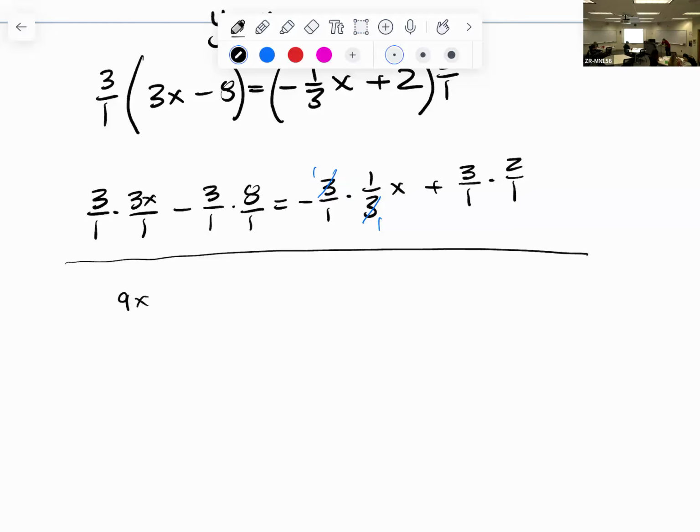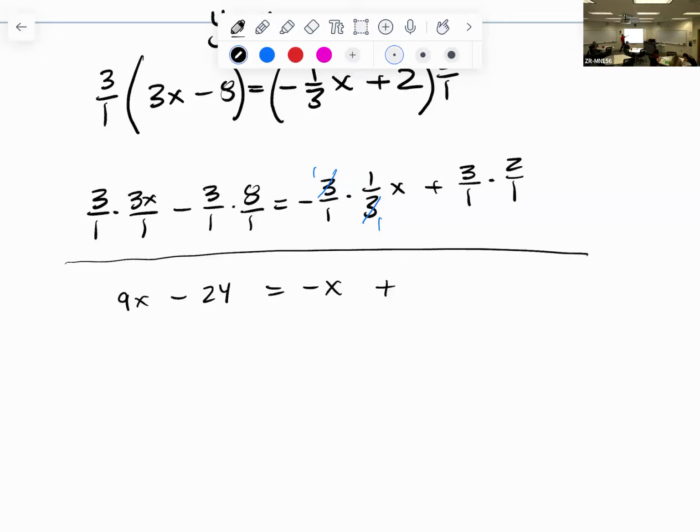3 times 3x, 9x. 3 times 8, 24. 1 times x, negative x. Isn't that -8? On the top, the top one is the negative 8? Oh yeah, so it would be negative 24, because you did that. Never mind. When I first wrote it, I wrote the negative in front. Oh, okay, that makes sense.